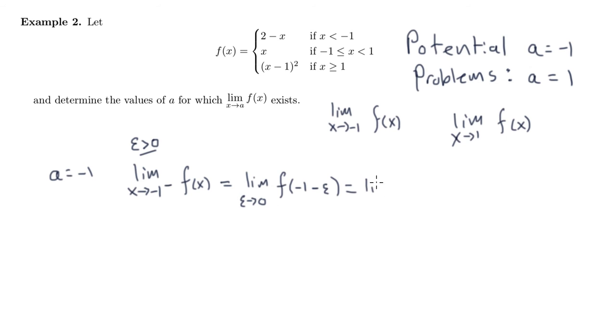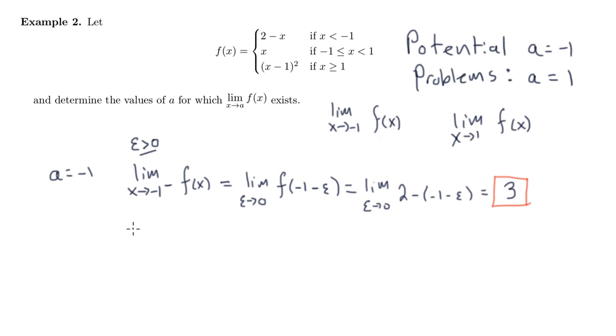So this should be the limit as epsilon goes to 0 of 2 minus x, and I'm plugging in -1 minus epsilon for x. So 2 minus (-1 minus epsilon). And then if I let epsilon go to 0, that's just 0, and I just have 2 minus -1, which is 3. So here's half the puzzle. The limit from the left is equal to 3.